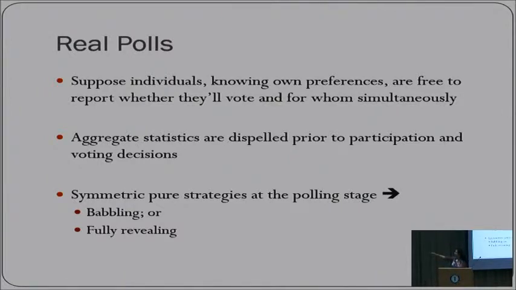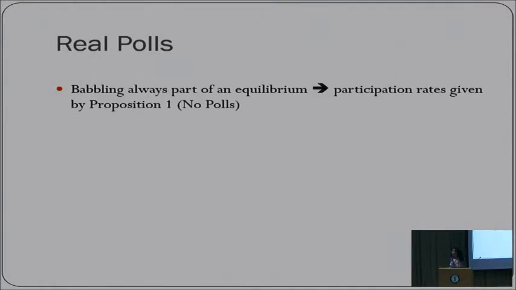Now, it's very hard to analyze this model, and I won't have time to give you the details, but if we focus on symmetric pure strategies at the polling stage, that is, people don't randomize between the reports at the polling stage, then essentially, without loss of generality, we can focus on two types of equilibria. One that is babbling, and for those of you who've worked on communication models, this is always an additional equilibrium. So we always have equilibria in which people just don't say anything useful. And then we're back to the characterization of the no polls situation, and ones that are fully revealing.